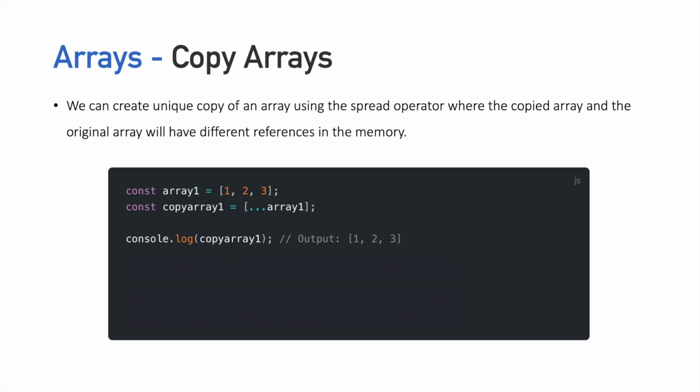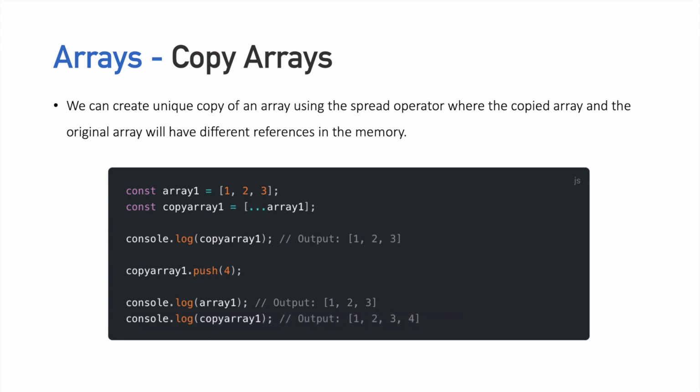Now to verify that both these arrays have different references in the memory, let's push an element 4 to copyArray1, which means that copyArray1 should now contain 4 elements 1, 2, 3 and 4, whereas the original array, which is array1, should remain unaffected. So let's console log array1 and we get the output as an array of 3 elements 1, 2 and 3. Next, if we console log copyArray1, we get the output as an array of 4 elements 1, 2, 3 and 4. So with this we have verified that both array1 and copyArray1 are not related to each other and have different references in the memory. So therefore we can use the spread operator to create a unique copy of an array.